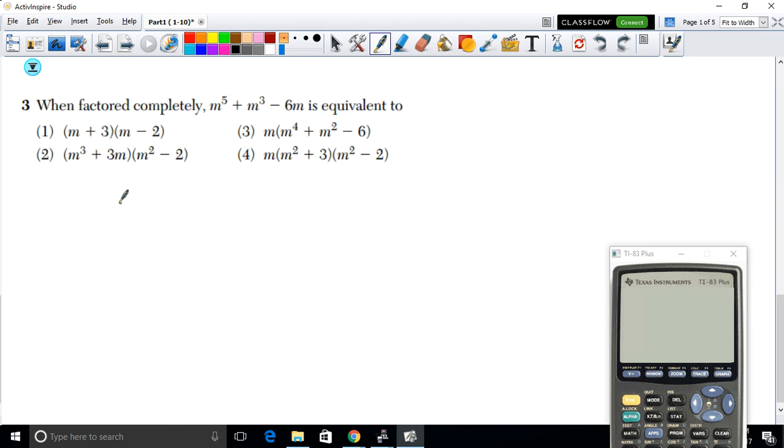Okay, well, let's look at the next example now. It says, when factored completely, m to the fifth plus m to the third minus 6m, what is this equivalent to? Well, let's write down our function here. Let's start working on this. So m to the fifth plus m to the third minus 6m.